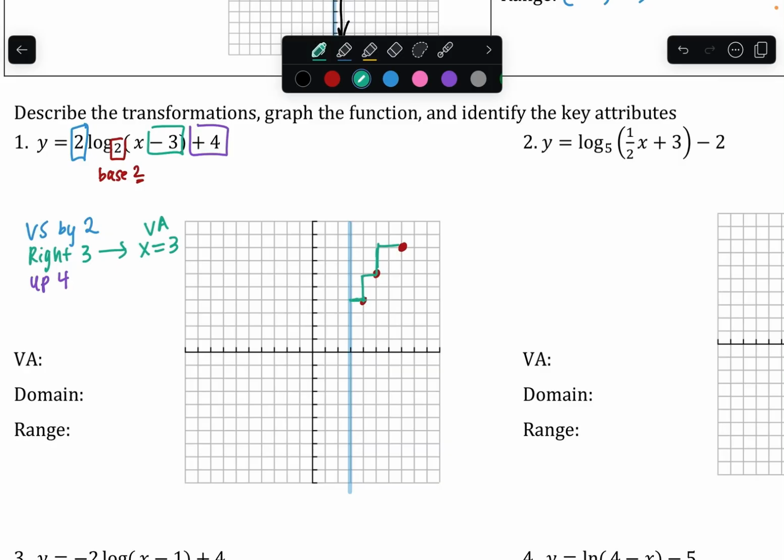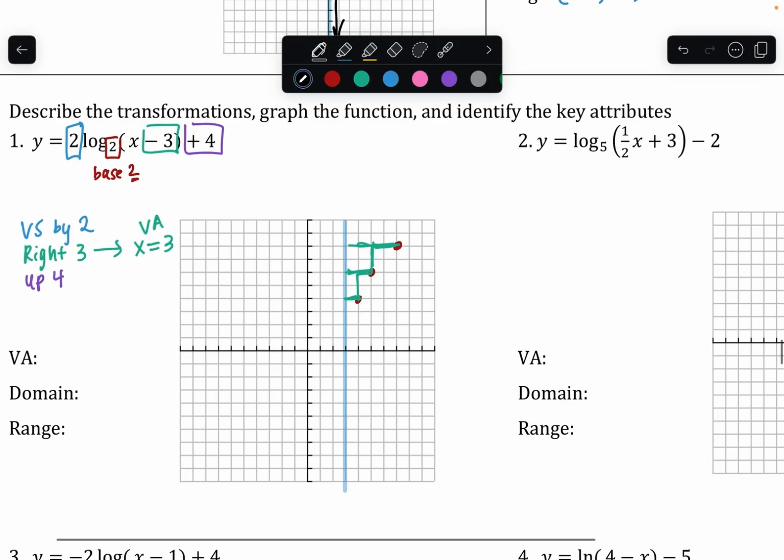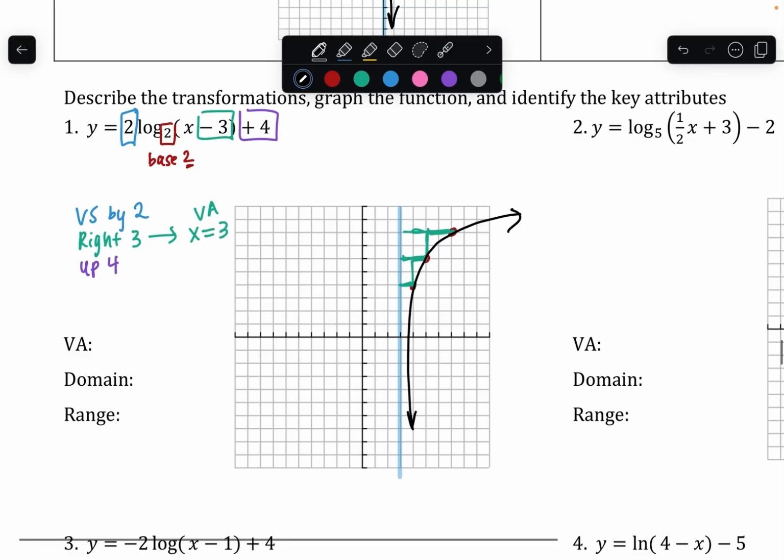Okay, but we still have the distance of 1, distance of 2, distance of 4. Okay, and so then when you graph, up to the right, down towards the asymptote. Okay, and so our vertical asymptote we said is x equals 3. Domain is to the right, and so we are going from 3 to infinity, and then range is all real numbers all the time.